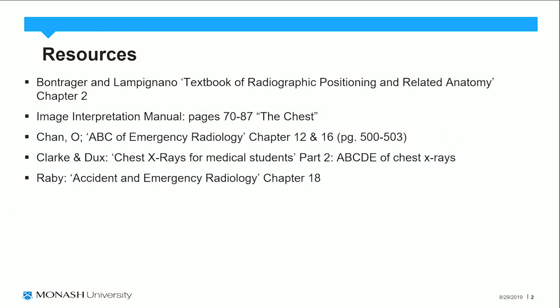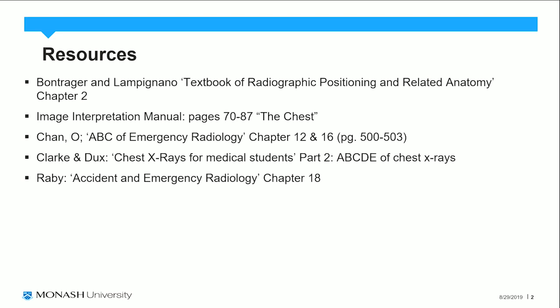I've given a number of resources. Bontrager and Lampignano is the textbook for radiographic positioning, and Chapter 2 refers to the positioning of both the PA, AP, and lateral views of the chest. In the Advanced Image Interpretation Manual, the pages are from 70 to 87. And then in the book by Otto Chan, the chapter is Chapter 12. Chapter 16 refers to the pediatric chest.